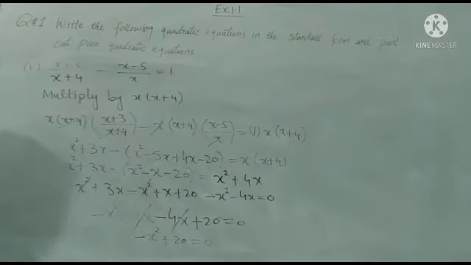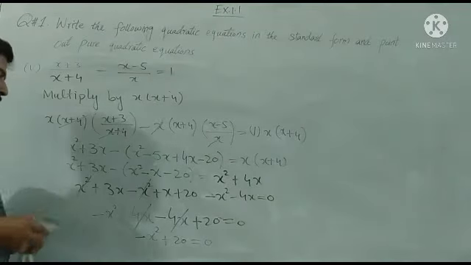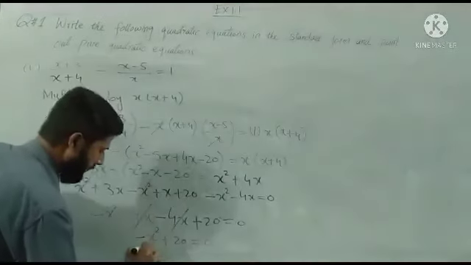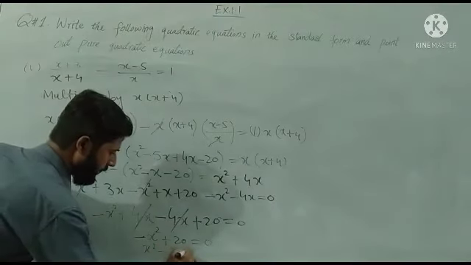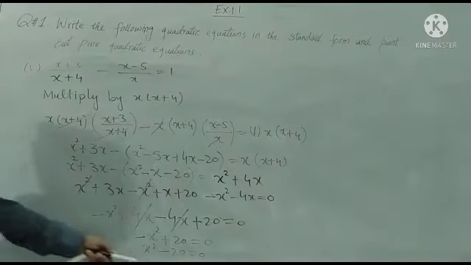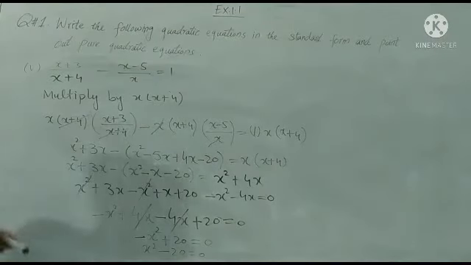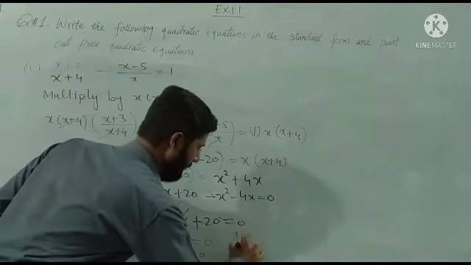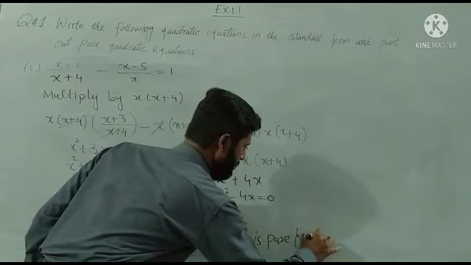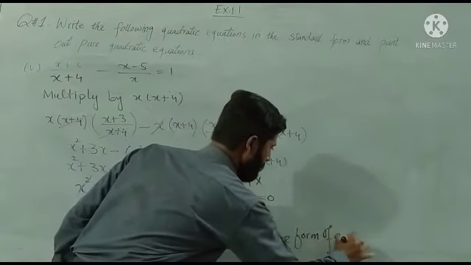If we want to make the x square value as positive, we will take this value on the other side and it will become x square minus 20 is equal to 0. There are two terms, so here we will write it is the pure form of quadratic equation.